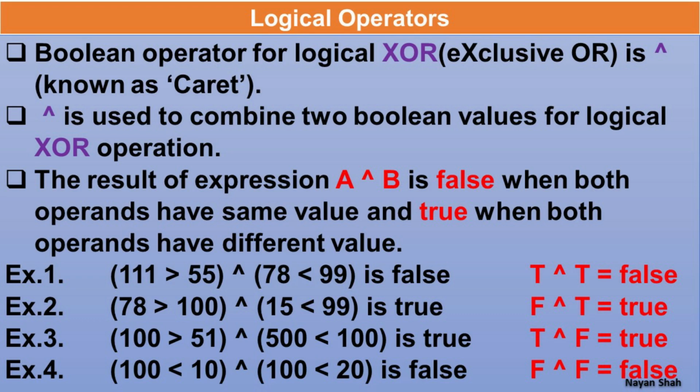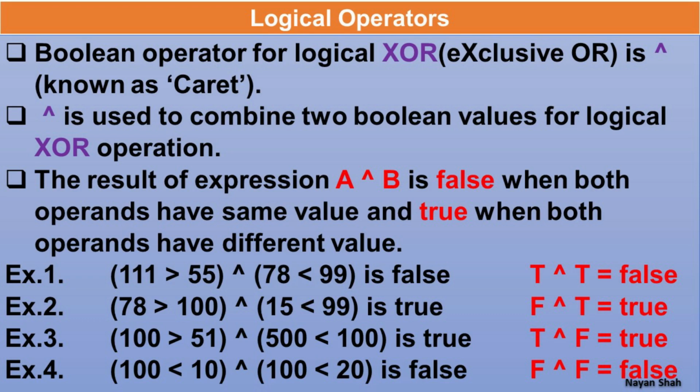Both the conditions are true. Read the point again: it is false when both operands have the same value. Here both the operands have the same value, true, true. So the result is false. Whereas second example, 78 greater than 100 is false and 15 less than 99 is true. So when both operands have different values, one false and one true, then the answer is true. 100 greater than 51 exclusive or 100 less than 500. Here the first condition is true, but the second condition is false. So it is true because the operands result in different values.